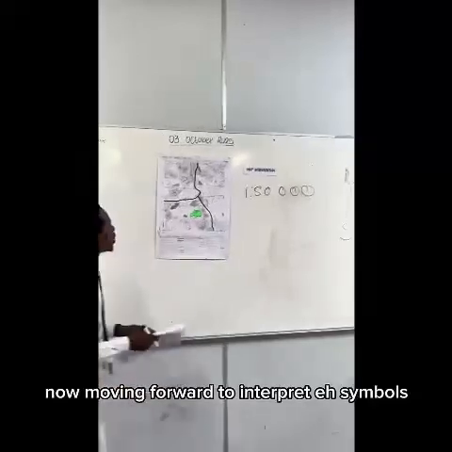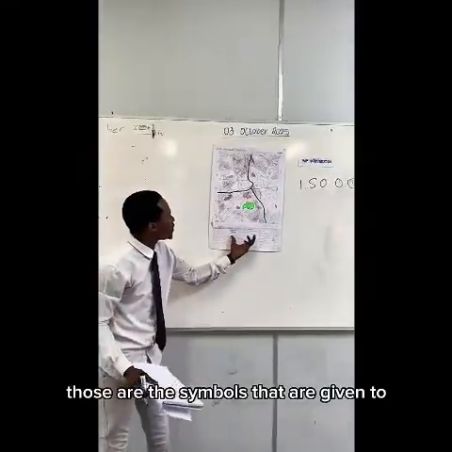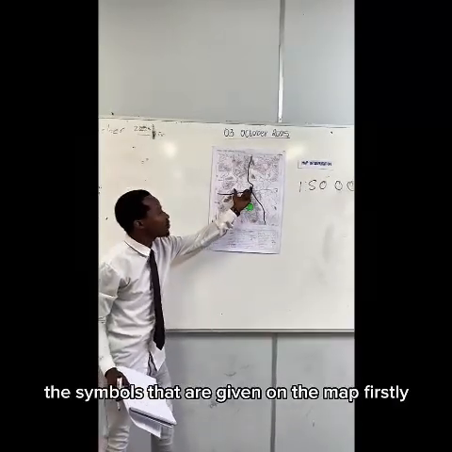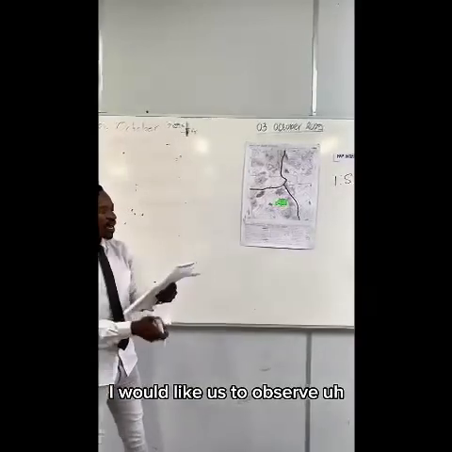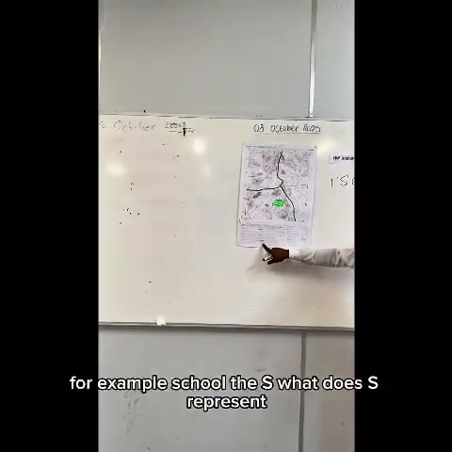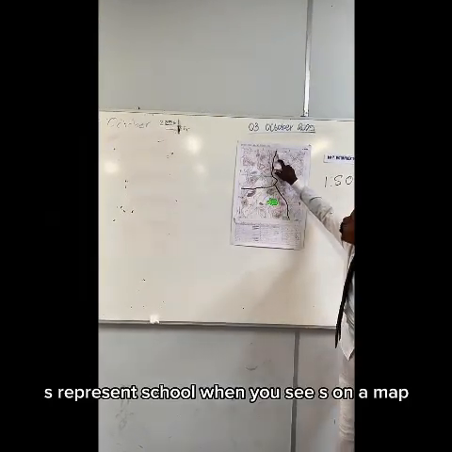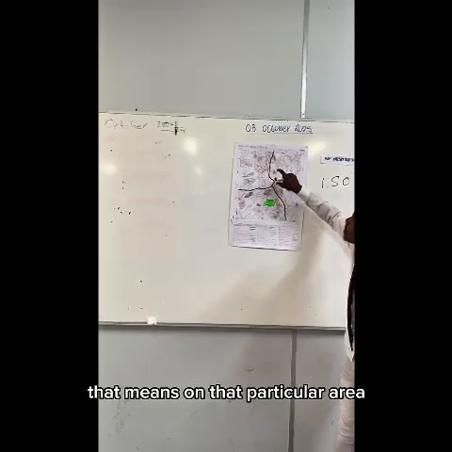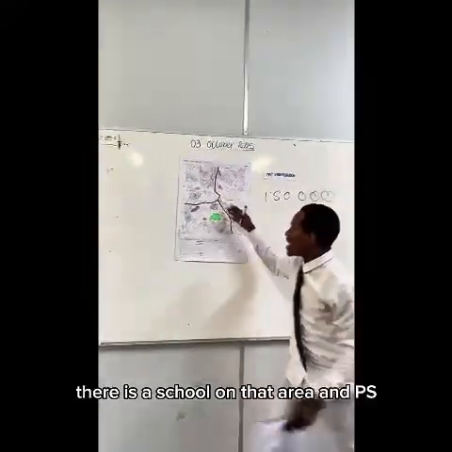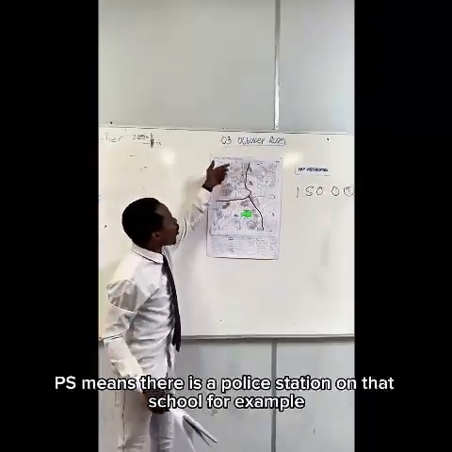Now, moving forward, to interpret symbols. Those are the symbols that are given to make it easy for you to interpret the symbols on the map. Firstly, I would like us to observe, for example, school, the S. What does S represent? S represents school. When you see S on the map, that means on that particular area, there is a school. And PS means there is a police station.